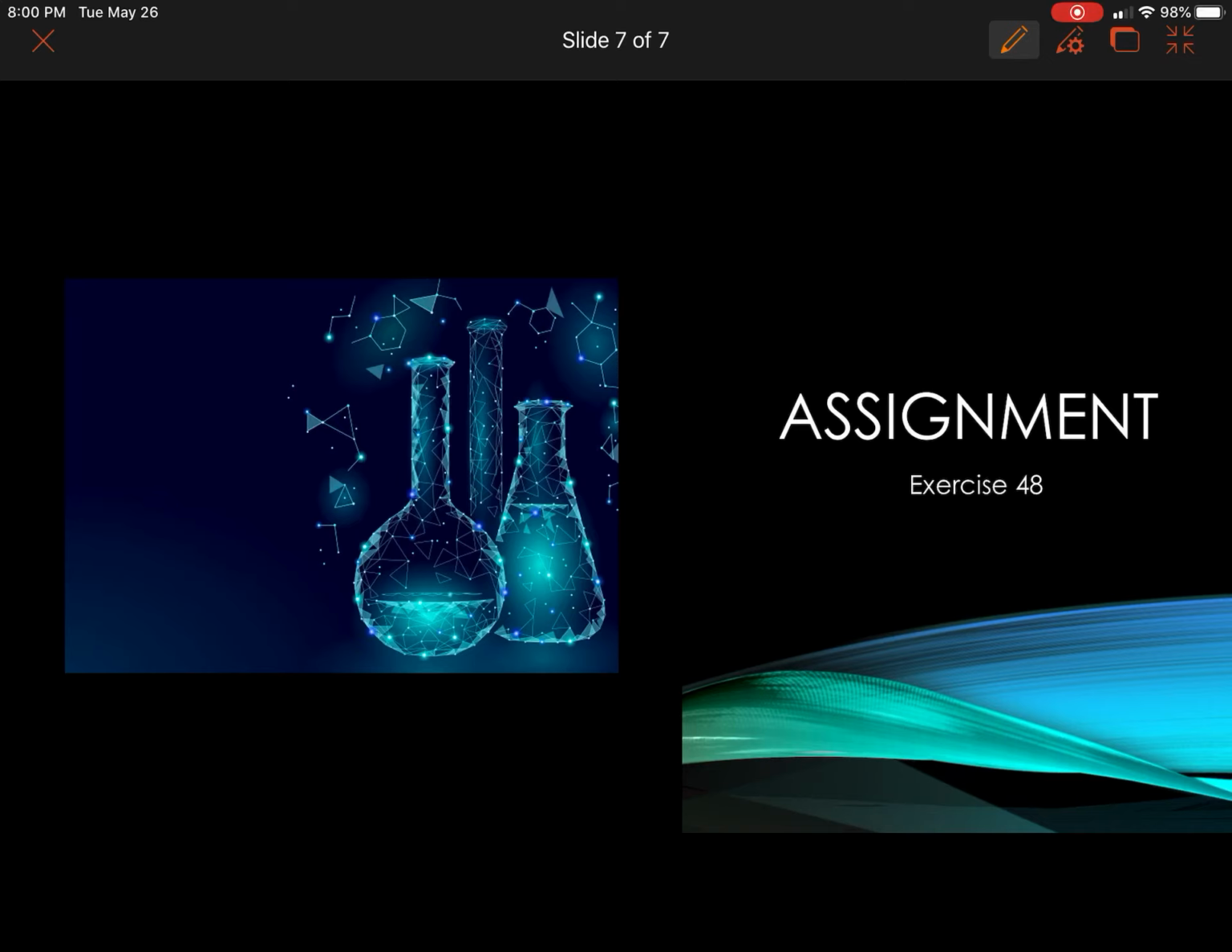Okay, your assignment. Did you like this little futuristic diagram? I thought it was very chemistry-esque. Your assignment is going to be exercise 48. You've got the answers, they're already on there, so take a look at that, and then you can message me or ask me if you have any questions. Great. Thanks, guys.